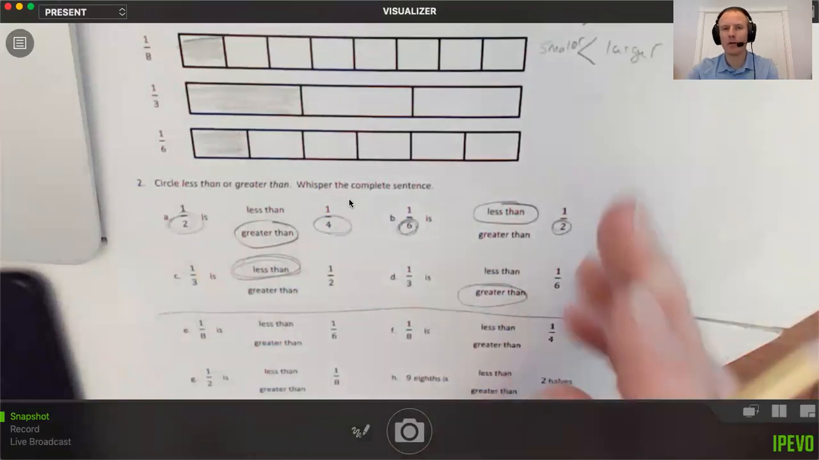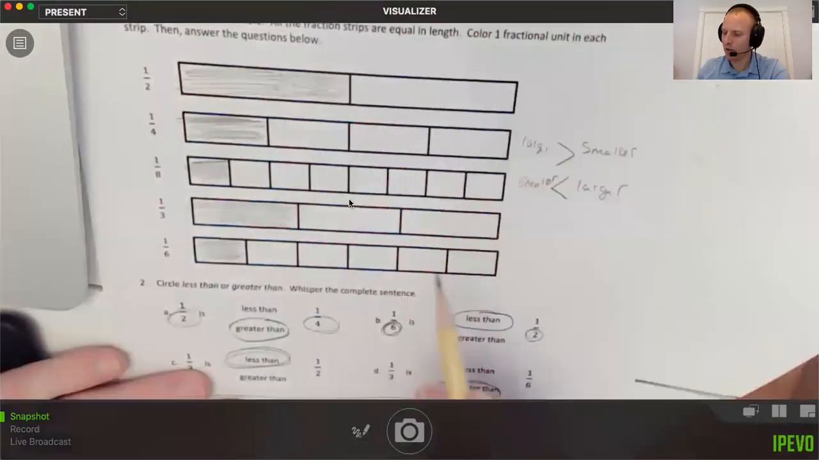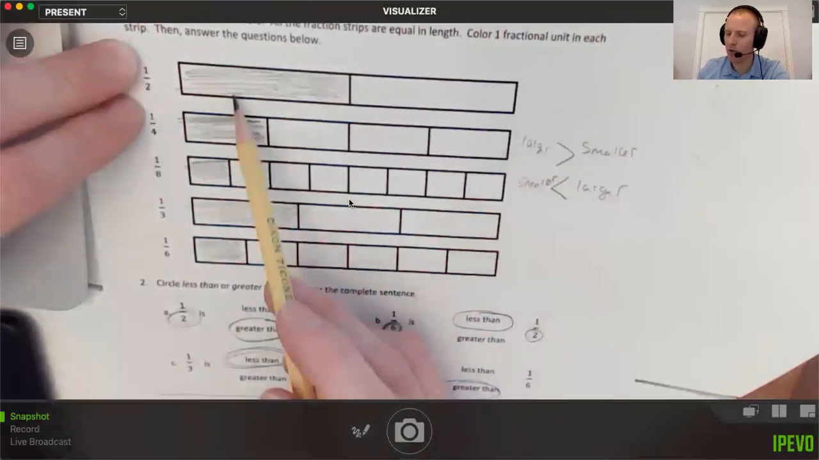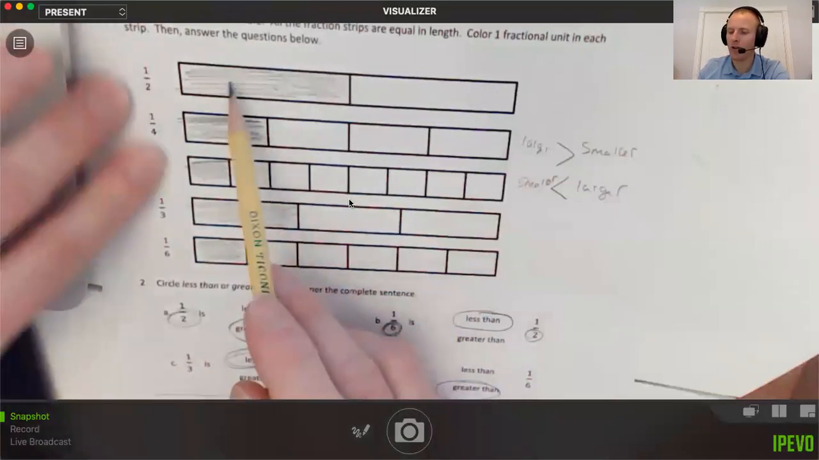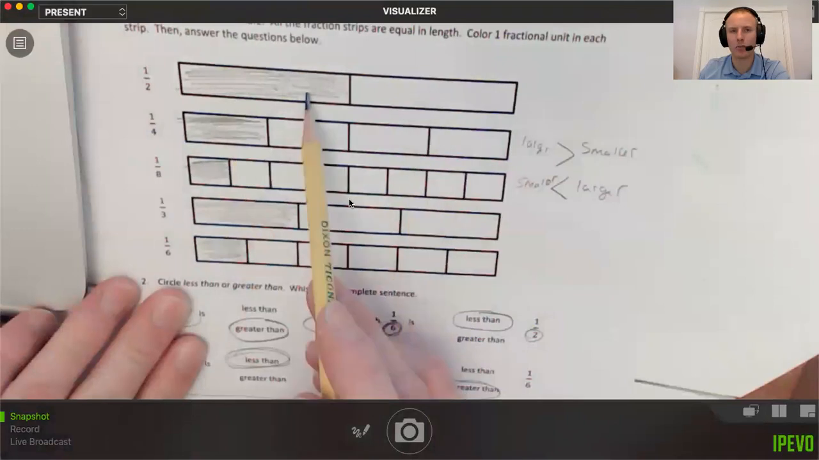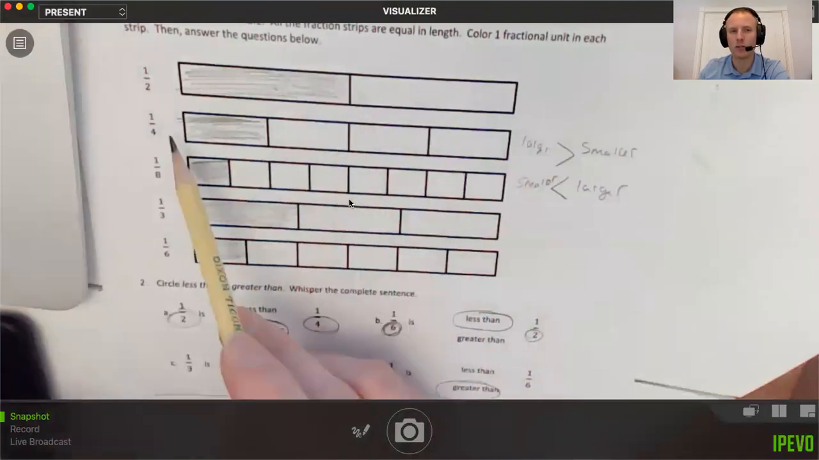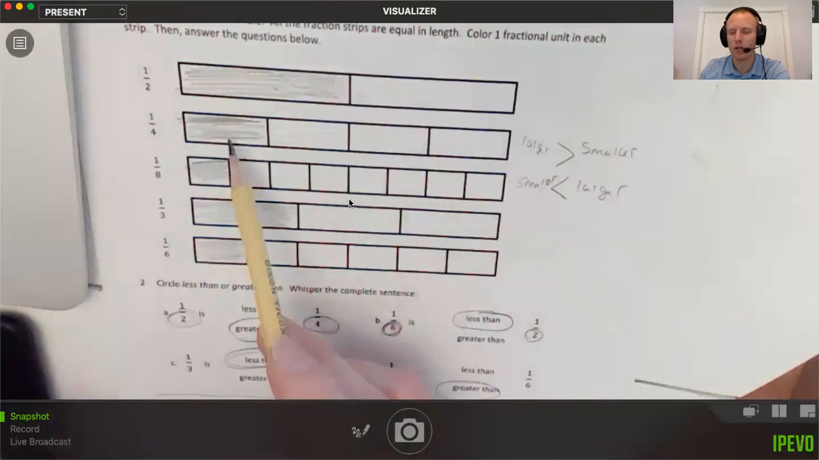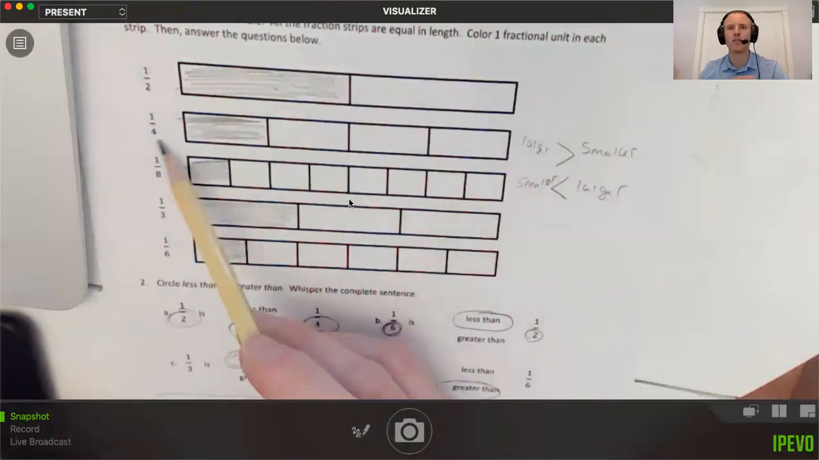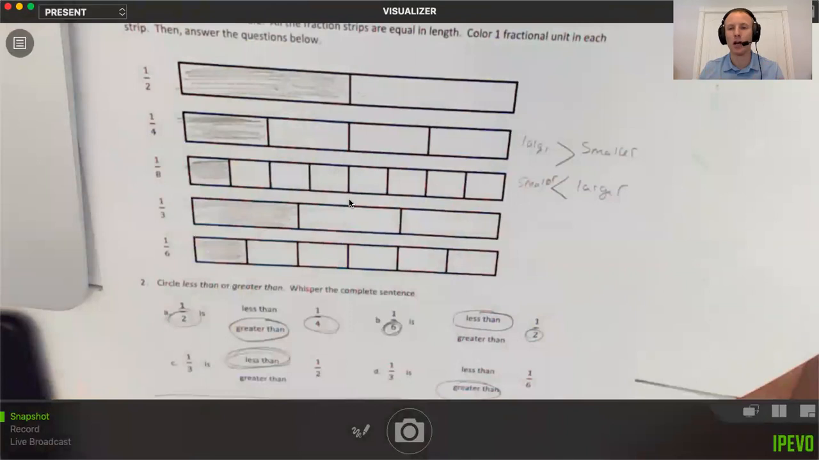Well, if we look up here, let's do the 1/4 and 1/2 one. 1/2 means that this whole shape has just gotten split into 2 parts. It's only split once into 2 parts. This one's been split 3 times into 4 parts. So a bigger denominator just means that a whole has been split up more times. And if one equal size whole has been split up more times, that means each part of it is smaller.